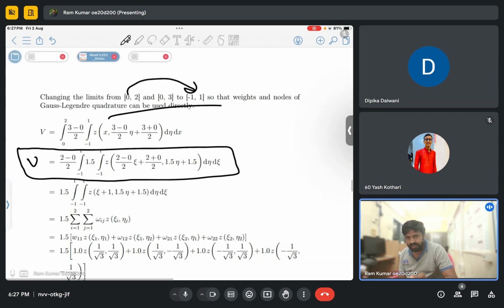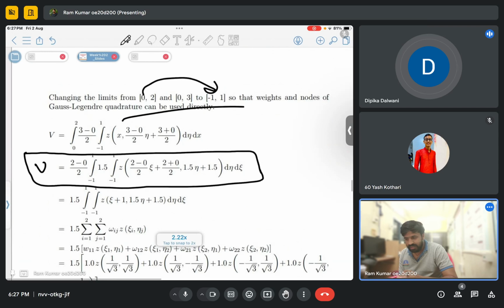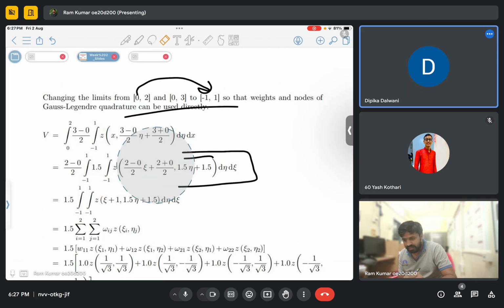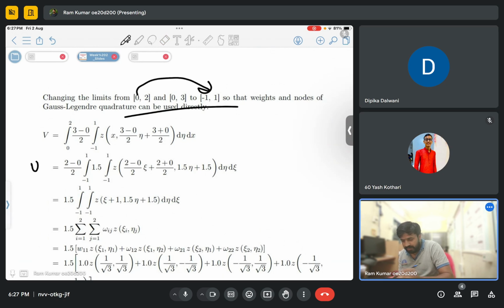You are getting right, or yes, I am seeing it. I will say like this. Volume, how, like they are changing limit. We can, if we don't want, we will not change, because we are already having the formula a to b f(x) dx.